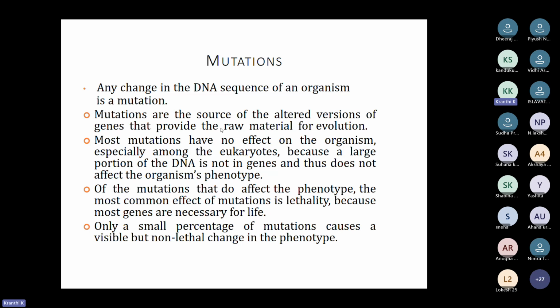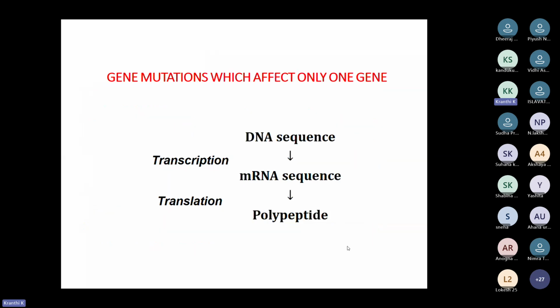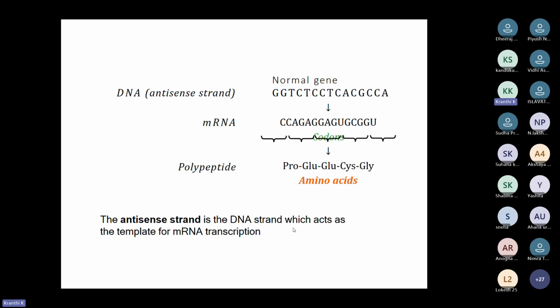Okay. So most mutations have no effect on the organism because a large portion of DNA is not in genes and does not affect the organism's phenotype. Of the mutations that do affect the phenotype, the most common effect of mutations is lethality, because most genes are necessary for life. Only a small percent of mutations cause a visible but non-lethal change in the phenotype. Now, coming to the gene mutation. You know this one, right? Usually DNA sequence forms mRNA, then from mRNA, polypeptides, meaning protein, will form. Okay. See this example.